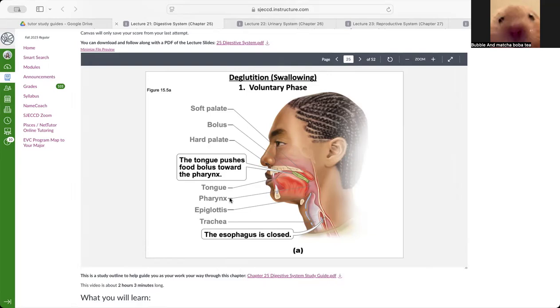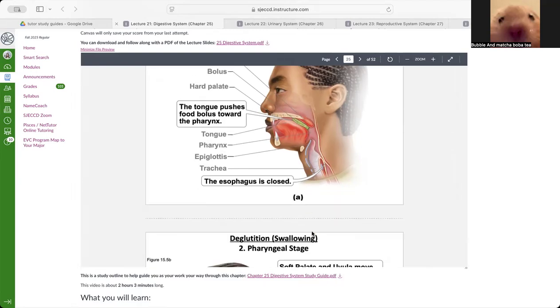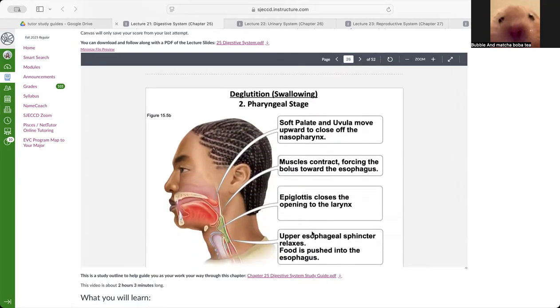So we look at the steps, right? This is just the voluntary phase, so what you have control over. It's just pushing the food down. The esophagus is currently closed, because the person's breathing. Next, we have the pharyngeal stage.